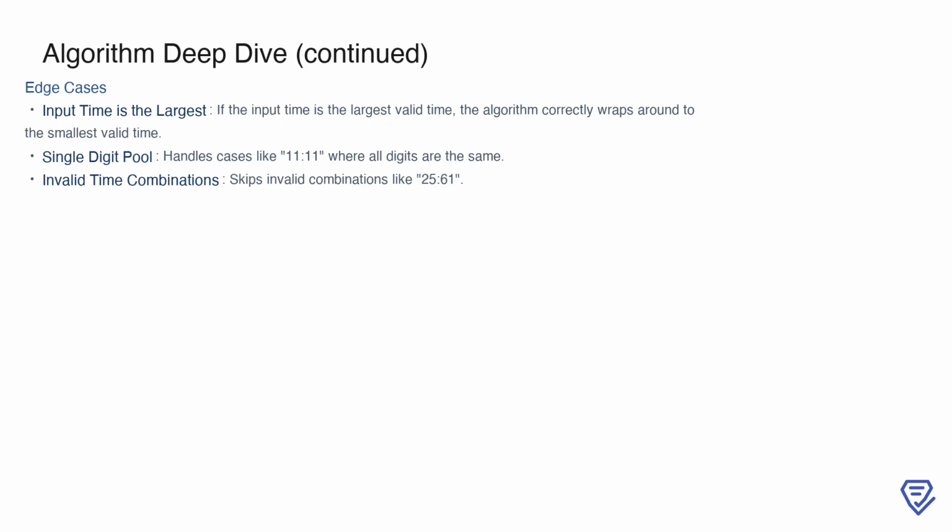If the input time is the largest valid time, such as 23:59, the algorithm correctly wraps around to the smallest valid time, ensuring the solution is always valid. For cases where all digits are the same, like 11:11, the algorithm generates only one valid time and appropriately identifies it as the next closest time. It also handles invalid time combinations, such as 25:61, by filtering them out during the generation step. These considerations ensure that the algorithm is robust and covers all potential scenarios, providing a reliable solution to the problem of finding the next closest time.